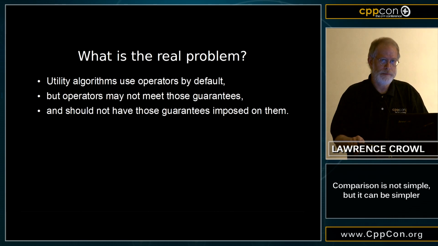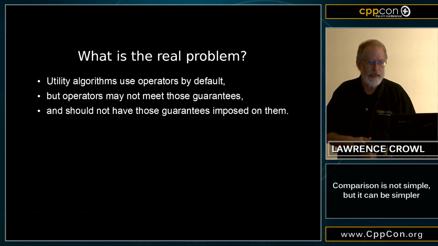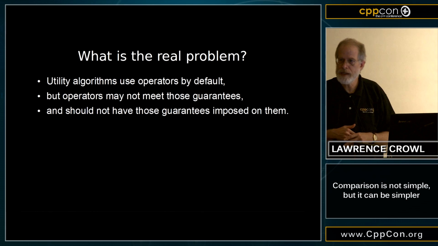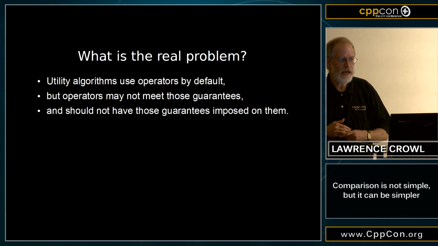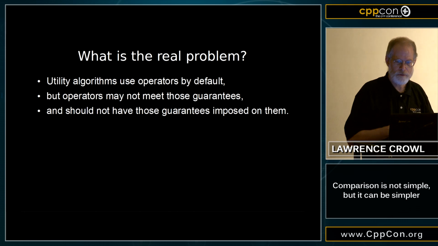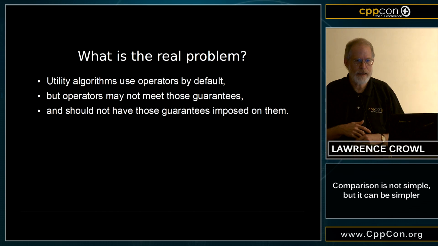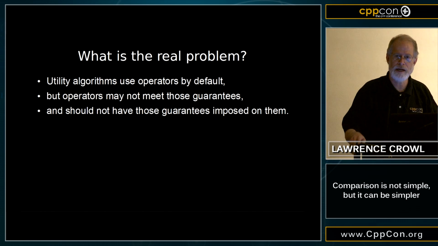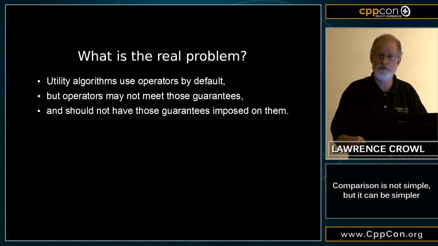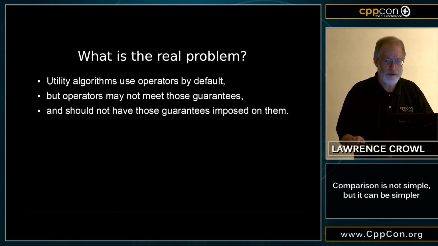So what is the real problem here? The real problem is that the standard's utility algorithms use the operator less than by default. But operators may not meet those guarantees. And we should not have those guarantees imposed upon certain types. Okay? What we've got here is one operator trying to serve two masters. And that will probably not serve either well. What we need to do is separate out the comparisons we use for utility algorithms from the comparisons that we use for the application domain.